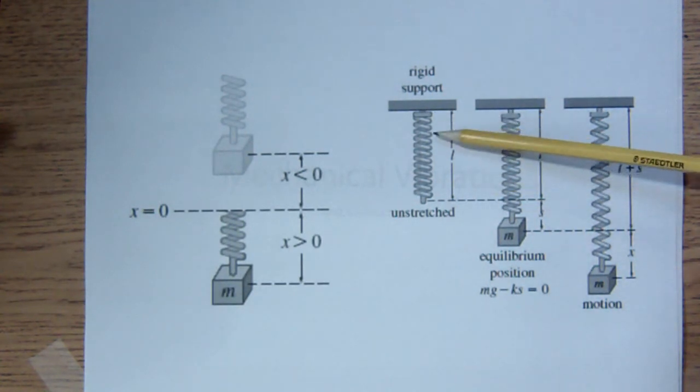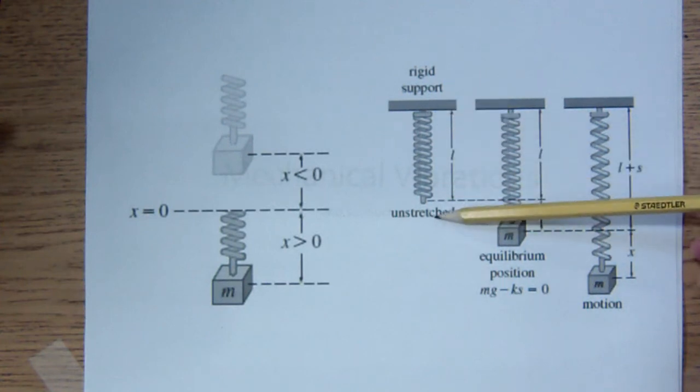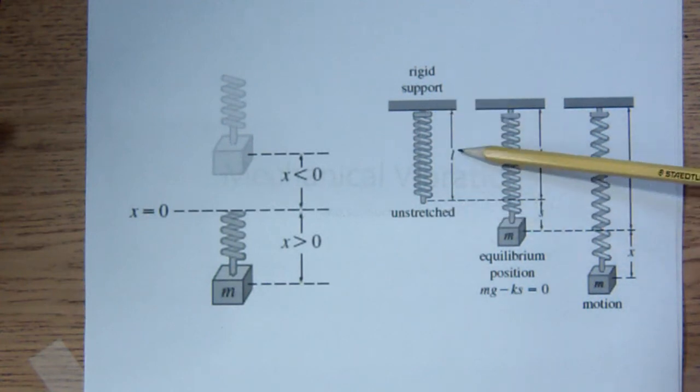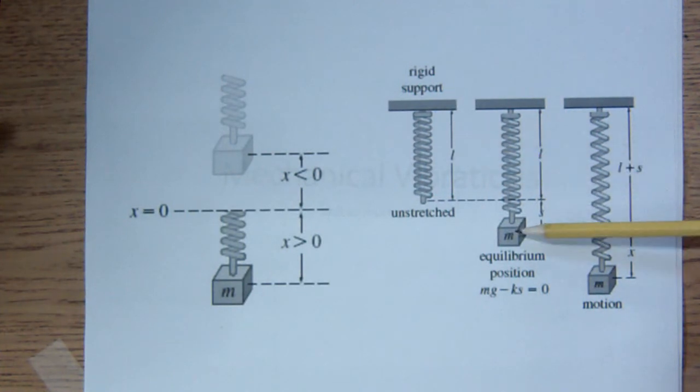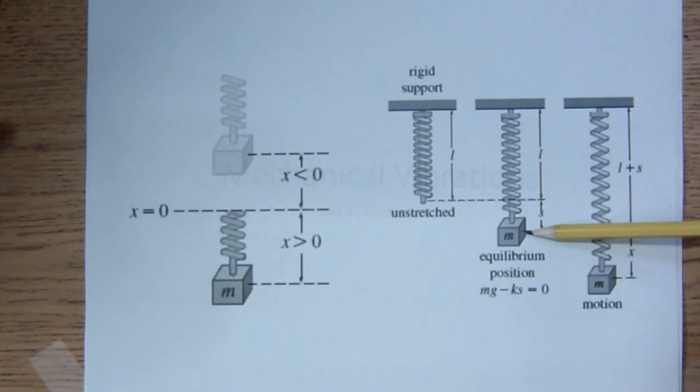So we have a spring which has a rigid support and is unstretched in this first picture, and that length is called L in this diagram. What we do is we hang a mass on this spring, and that pulls the spring down further than L, down to a place called, well, it's going to be L plus S. This distance is going to be S, and that is going to be called the equilibrium position for the mass.